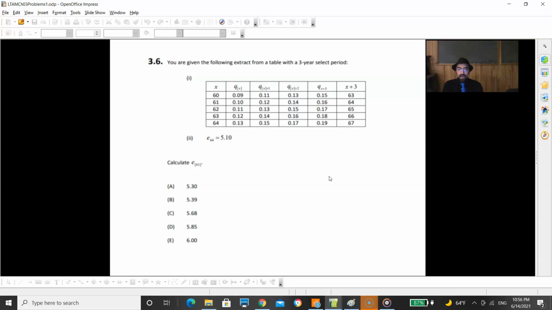3.6, you're given the following extracts from a table with a 3-year select period. And you're told the current expectation of life for a 64-year-old is 5.1. Find the current expectation of life for a 61-year-old. Sorry, for someone selected at age 61.